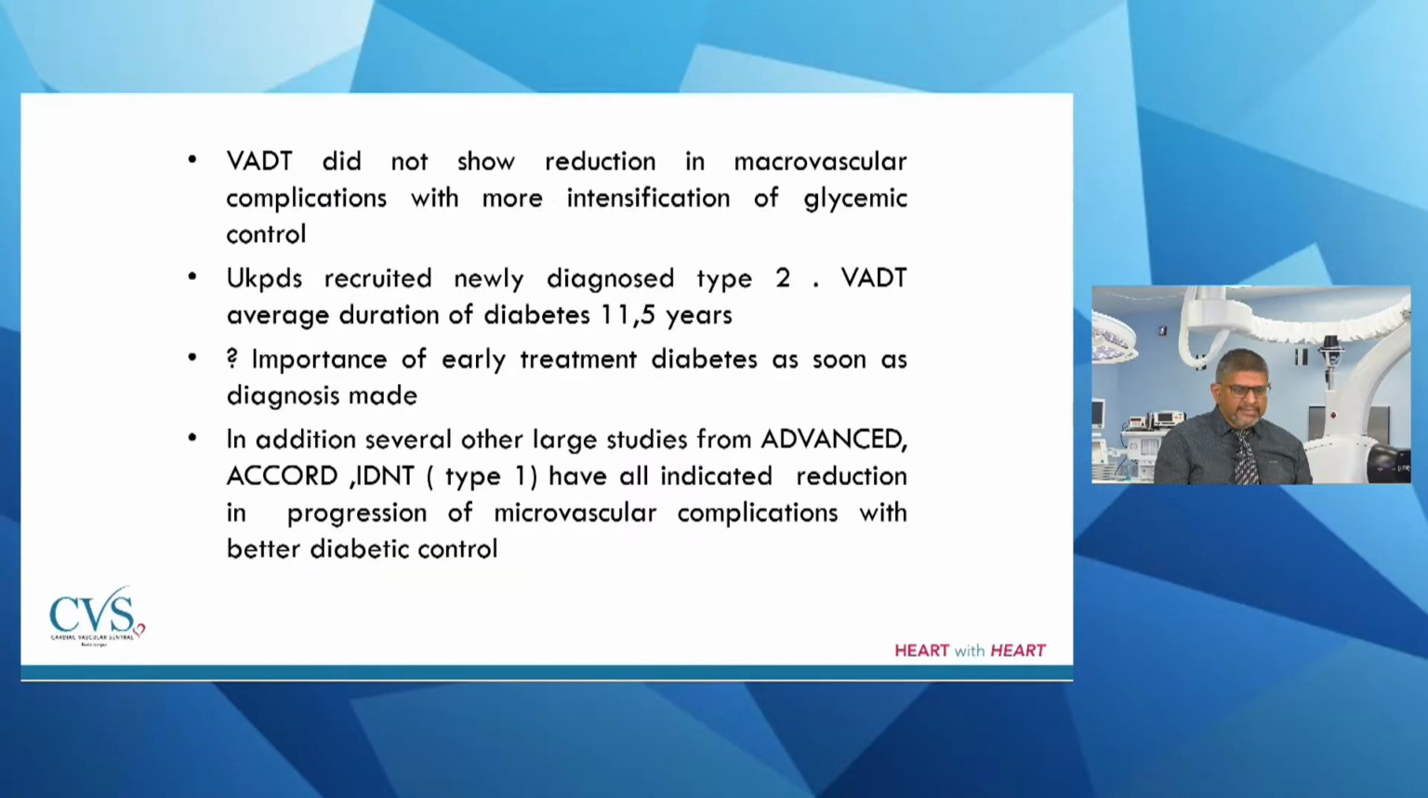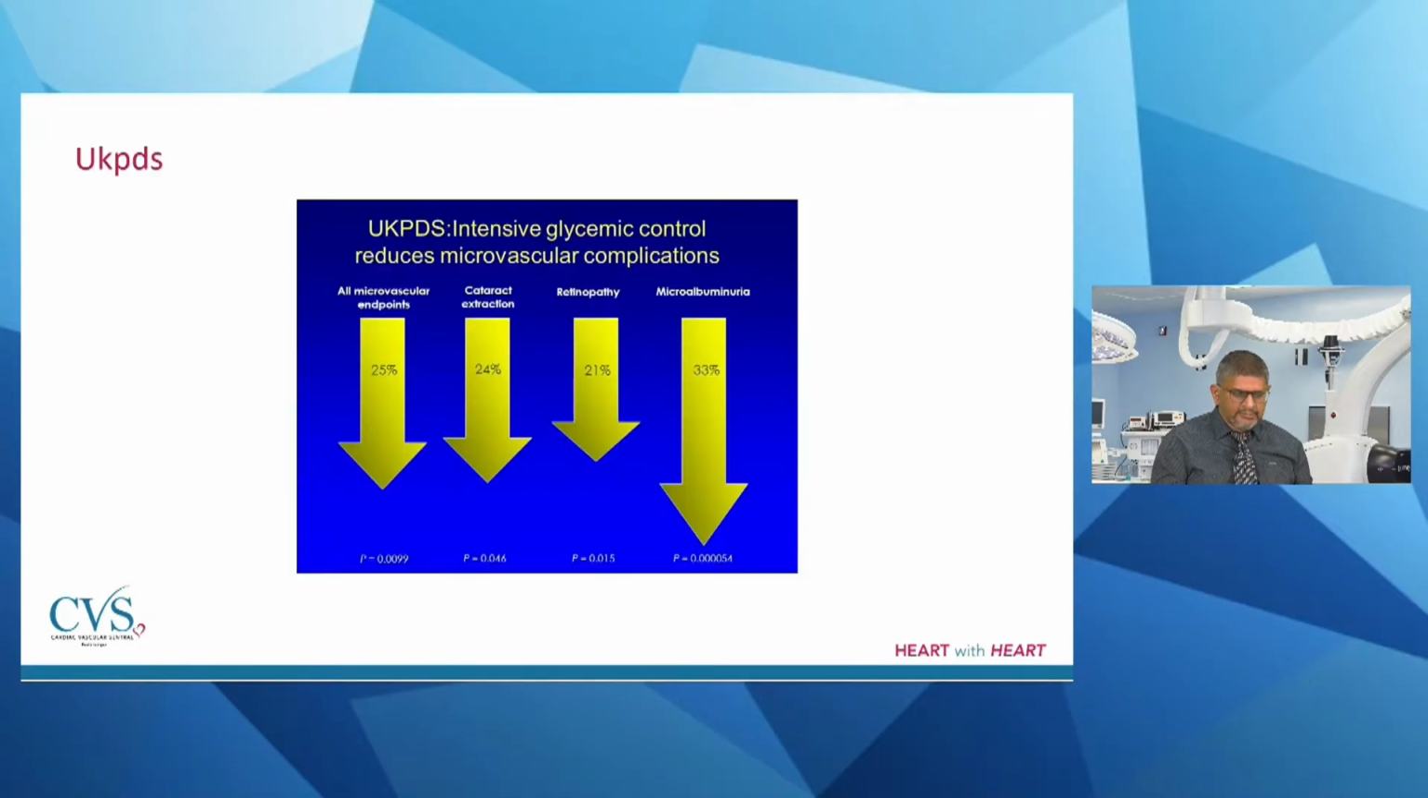Okay, so basically the UKPDS study showed that intensive glycemic control reduced microvascular complications, eye retinopathy, and microalbuminuria, and all cause of microvascular types of complications. So for microvascular complications, there's no doubt you try to go as low as you can in general.